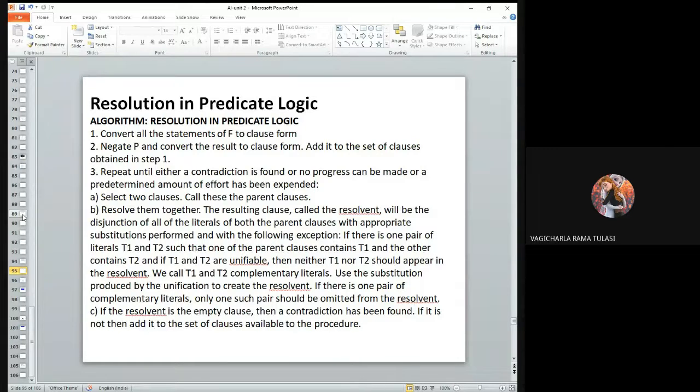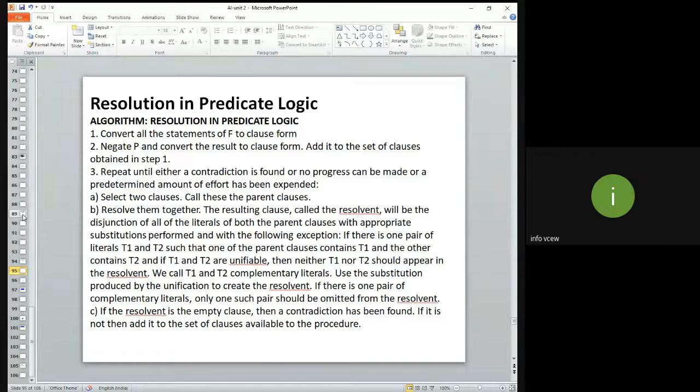Use the substitution produced by the unification to create the resolvent. If there is one pair of complementary literals, only one such pair should be omitted from the resolvent. If the resolvent is the empty clause, then a contradiction has been found. If it is not, then add it to the set of clauses available to the procedure. Yes, ma'am.